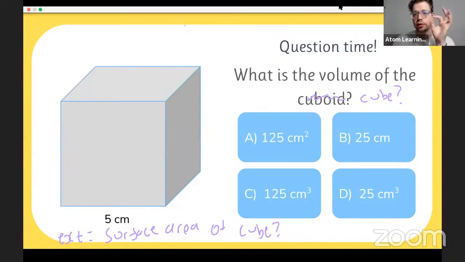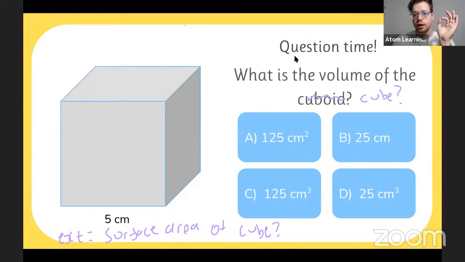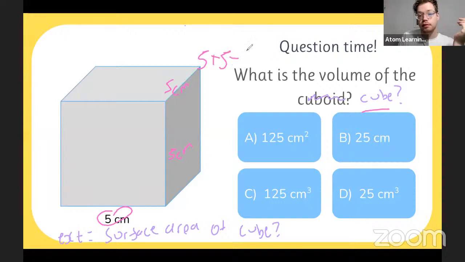Okay, I'll start going through the first question. So we want the volume of the cube. Key thing with a cube, like a square, all of the sides are the same length. So they're all going to be 5 centimeters. So 5, 5, 5, okay? And the formula is just the same. It is the length times the width times the height. So we just need to do 5 times 5 times 5, which gives us 125.